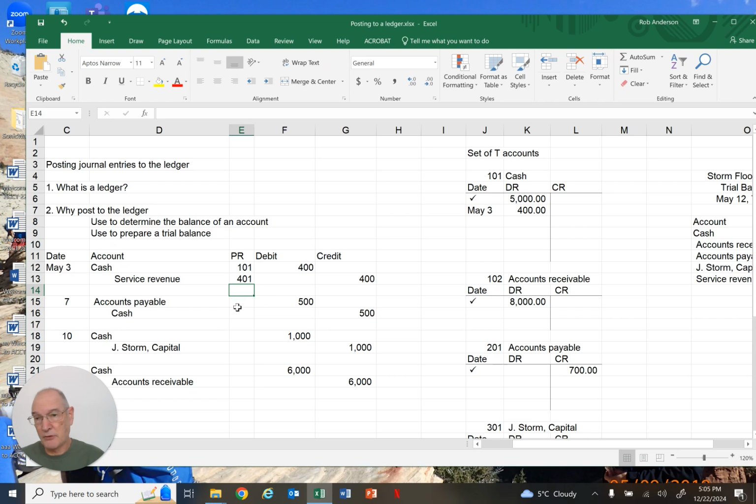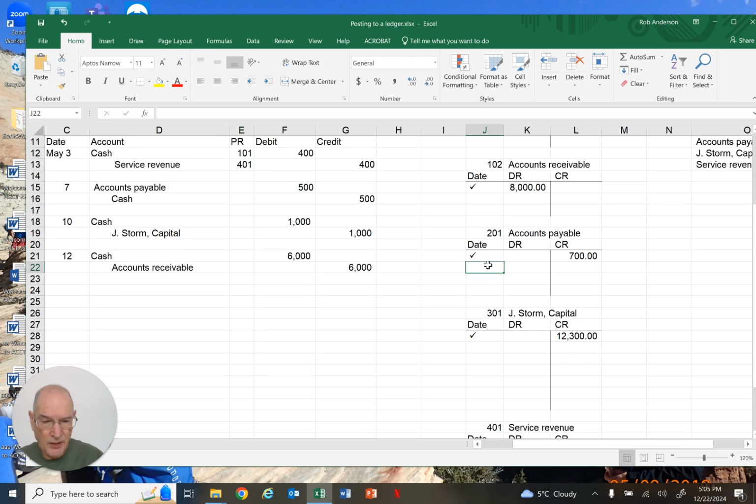So let's post transaction number 2. Accounts payable debit 500 on May 7. So I'm going to put in the date here. And that was an accounts payable debit. So someone actually paid part of their bill. You can see they didn't pay it all. And that is account 201. So I put the 201 right here.